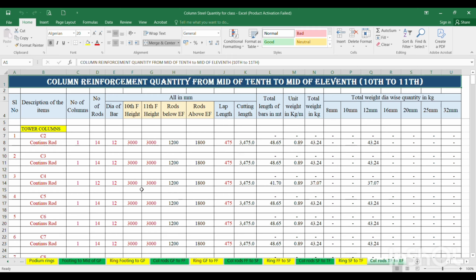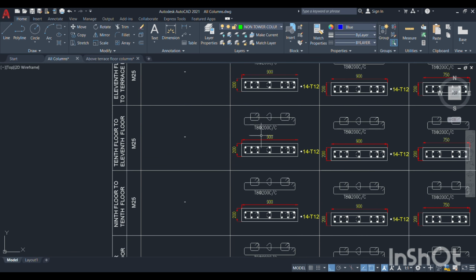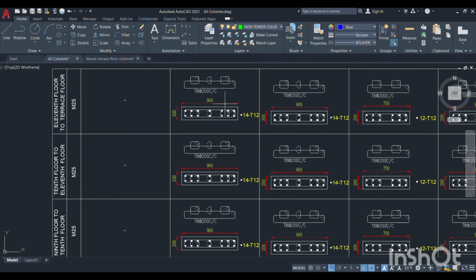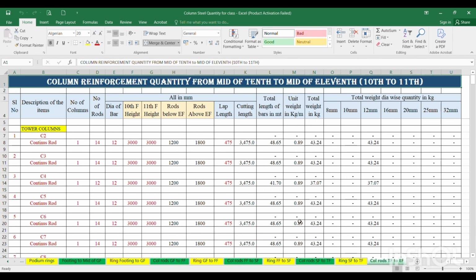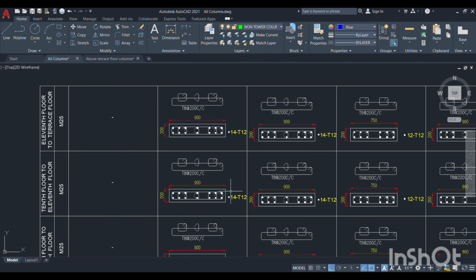You see, as per this 10th to 11th floor column detail, there are no changes in the 11th floor columns. That's why here it is 14 number of 12. You can directly use 14 number of 12. This is column number C2, column main rod. Number of columns is 1, number of rods is 14, and the dia of rod is 12.